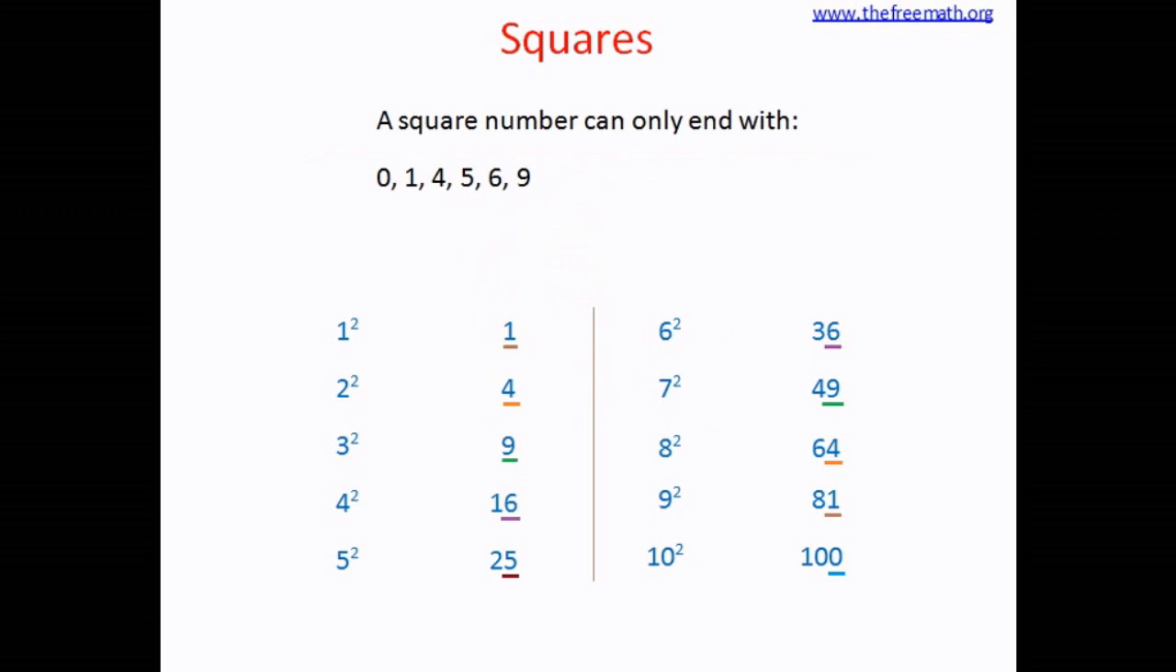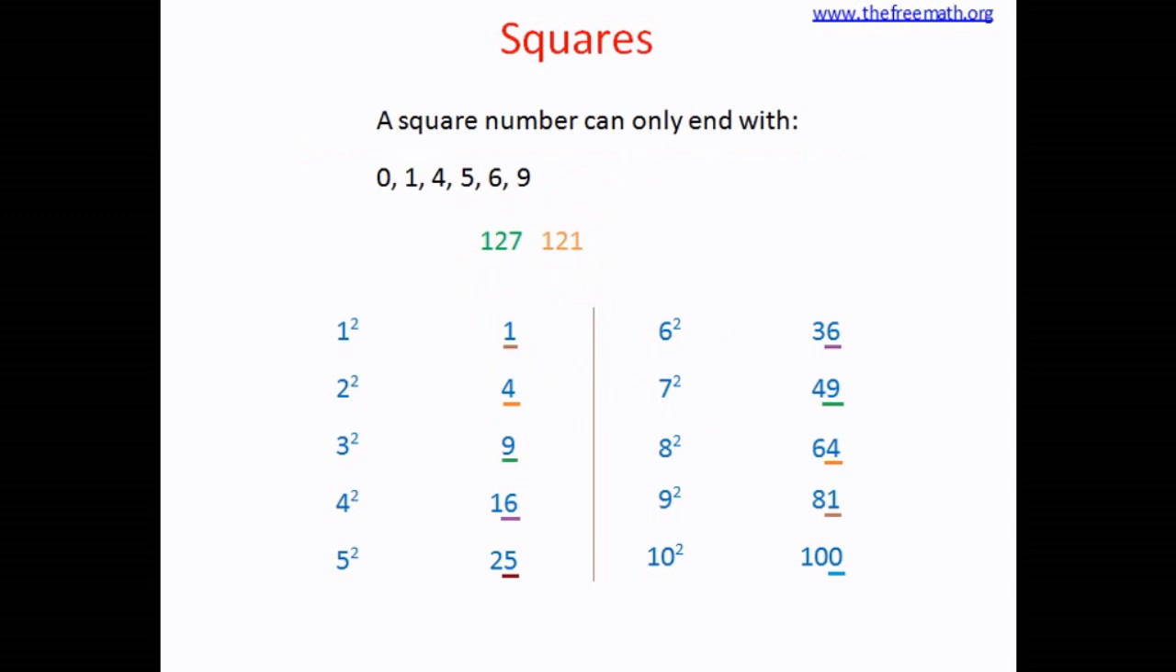I can use this knowledge to tell if a given number can be a square or not. For example, if you look at this number 127, you see that it ends with 7. That means this number is not a square number. This is definitely not a square number, because a square number never ends with 7.